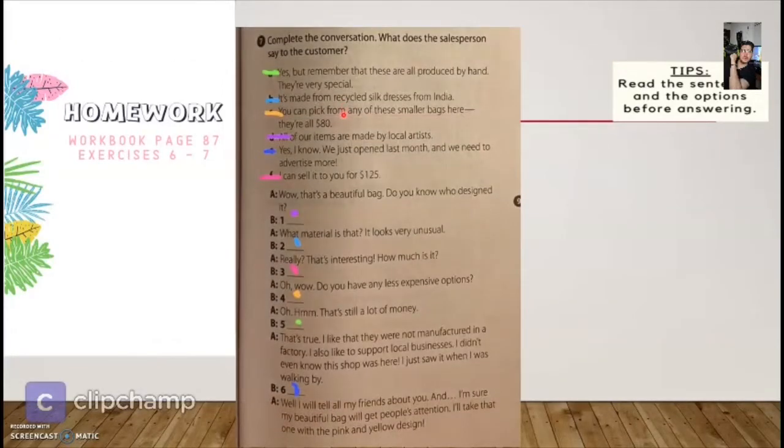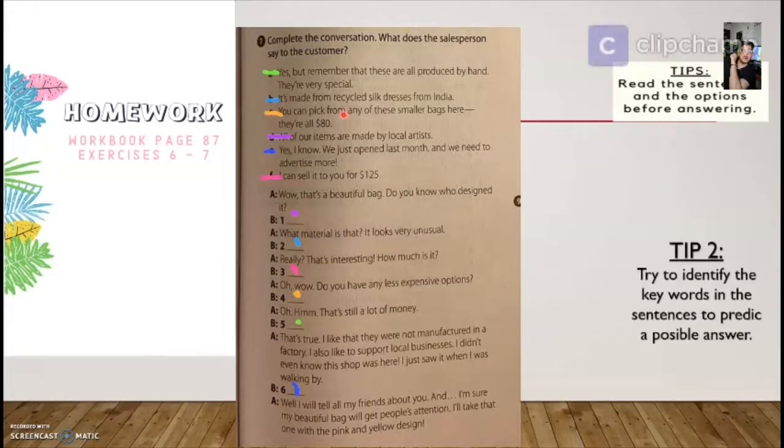Okay guys, for activity number 7, we basically have a conversation right here, where the tip is to try to identify the keywords in the sentence to predict the answer, okay? So basically we have the conversation, okay, speaker A, where it says, the first question, it says, wow, that's a beautiful bag. Do you know what is the keyword? Who designed it?